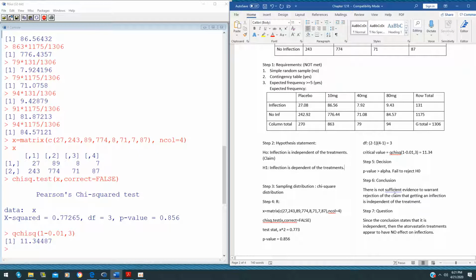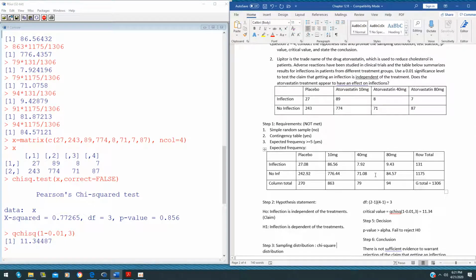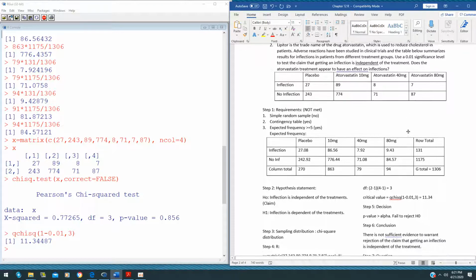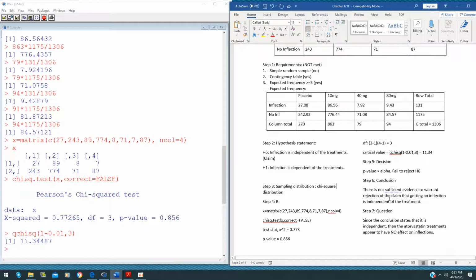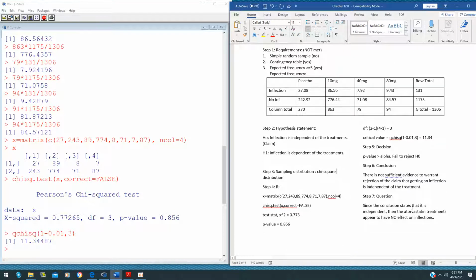What this conclusion is telling us is that the infection is independent, because the word not and the words warrant rejection form a kind of double negation here. So the two negatives become a positive. That's why the infection here is independent. And the last statement, question 7, is asking whether this treatment appears to have an effect on infections. If you say it's independent, then it has no effect. So that means this treatment has no effect on the infections.